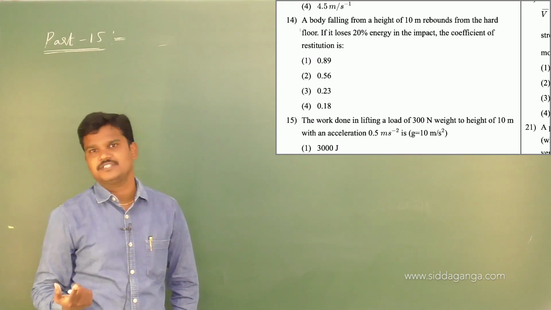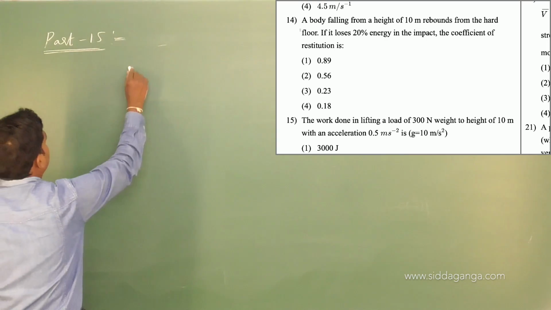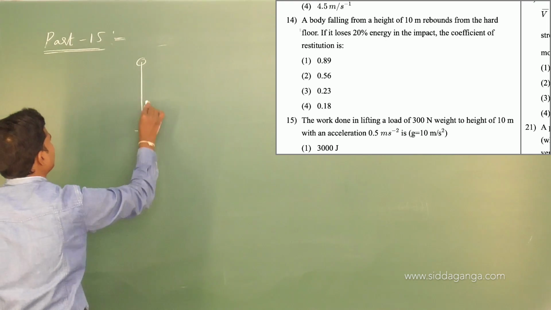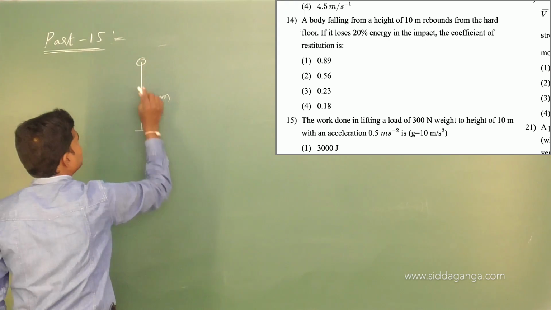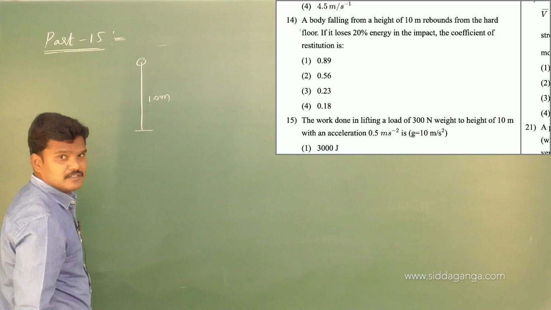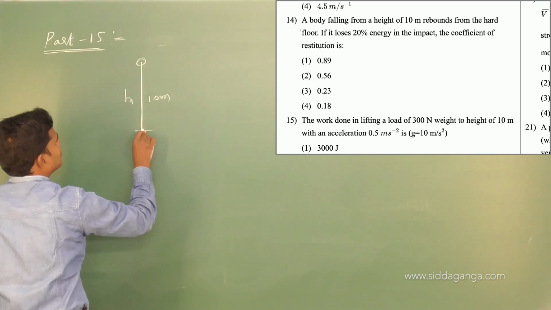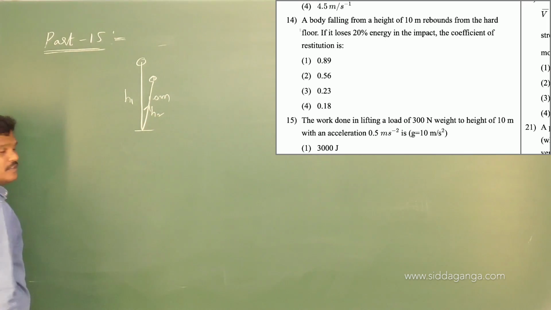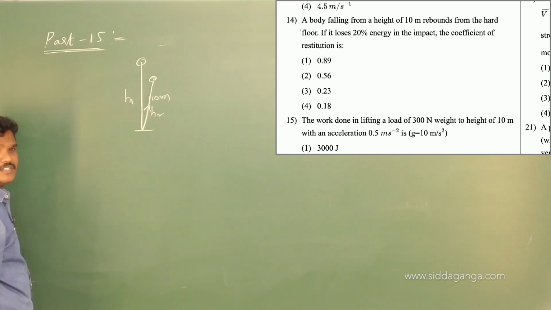Generally potential energy. So it loses some potential energy. Let me write here: body falls from a height of 10 meter, so that it loses some energy. Let us suppose it falls from a height h1 and rebounds to some other height h2. Here the loss in potential energy is only 20%.